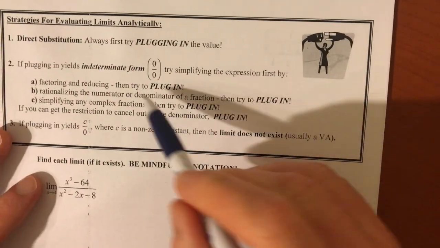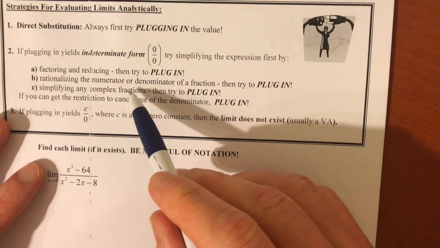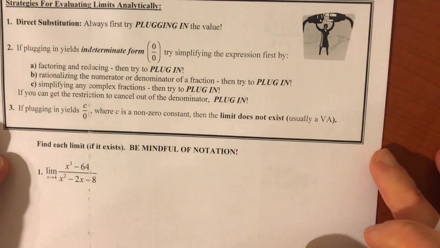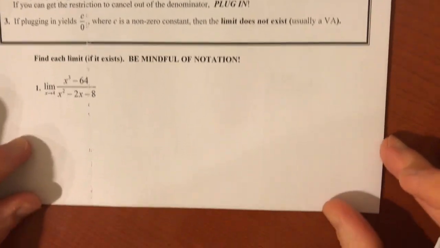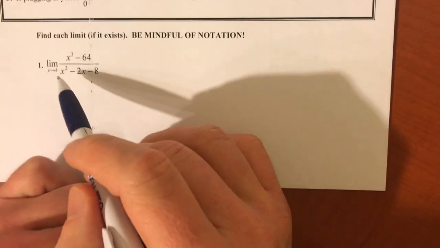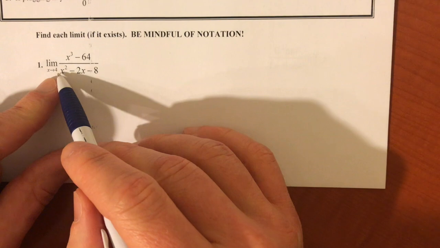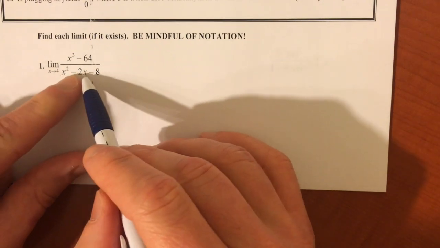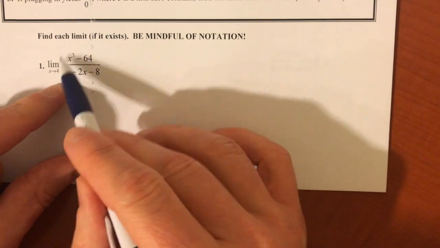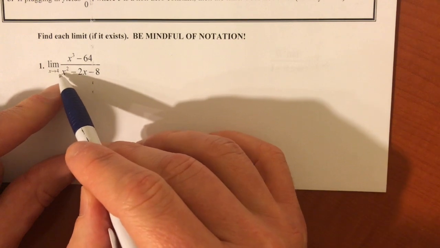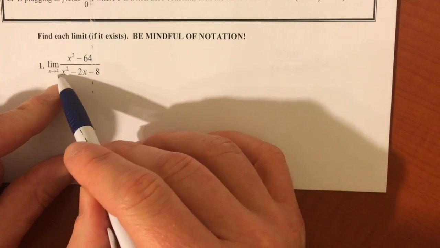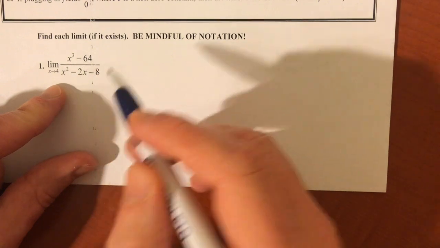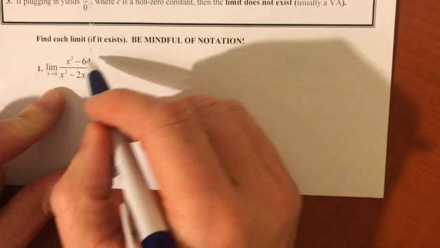But okay, so these are some of the other kinds of strategies that you might encounter, and we'll talk about a few of these here today. So number 1 here, I'm trying to evaluate this as x approaches 4, so my first strategy is to try to directly substitute. If you plug 4 in here, you will get 0 in the numerator.